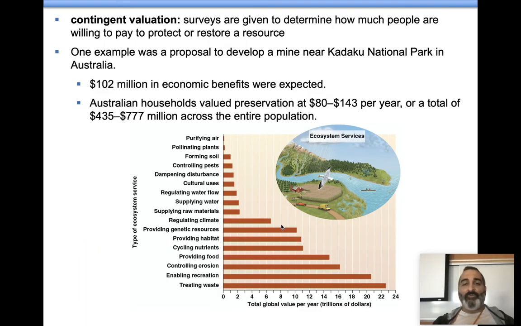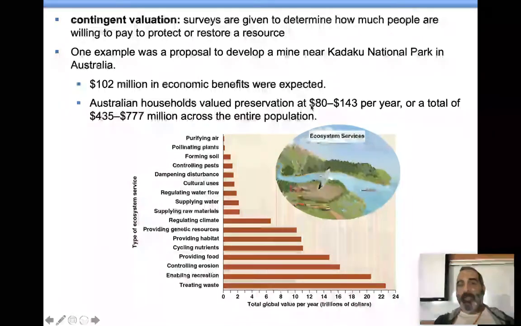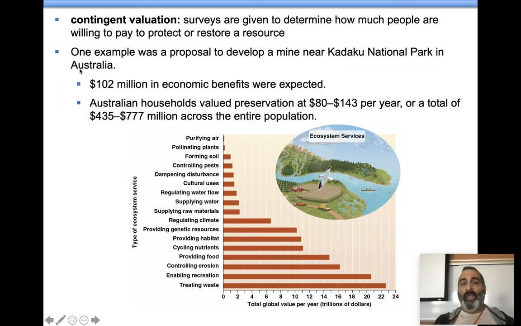Contingent valuation is where you put forth surveys and ask people how much a particular ecosystem is worth to them. You ask the people in the area what the value of the service is, and they rank that value, and then you can make decisions based off of that. For example, households valued preservation at 80 to 143 million, when the mine would have created 102 million in economic benefits. The 80 to 143 is very similar to that 102. So why destroy it for 100 million when preserved it's worth about 100 million?